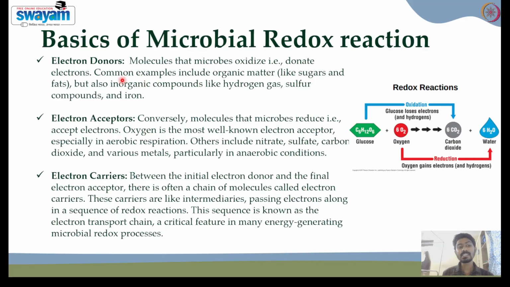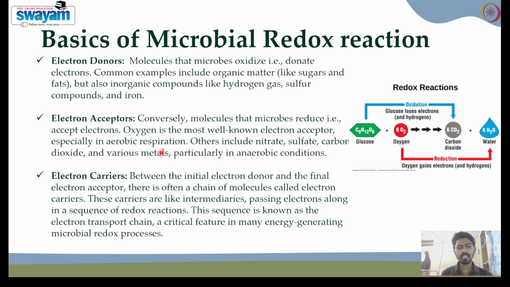So, these are the molecules that donate the electrons. Whereas the next, electron acceptor, by the term itself, we could understand the electrons get accepted by the molecule. So the molecule that the microbe reduces. One of the classical examples is oxygen. In the electron transport chain also, this oxygen acts as an electron acceptor, especially in the aerobic respiration process. Whereas in an anaerobic respiration process, nitrates, sulfates, and carbon dioxide will be acting as electron acceptors.